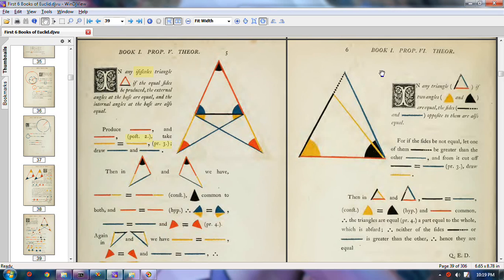And essentially what the theorem asserts is partly the reverse direction of the previous theorem, wherein we found that the base angles of an isosceles triangle are equal. The next theorem takes that the other way around.